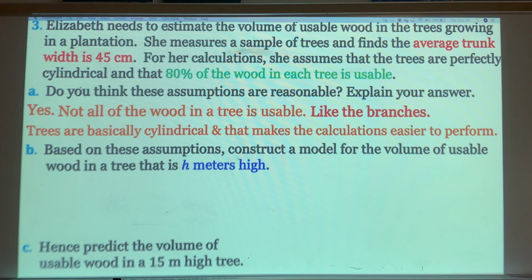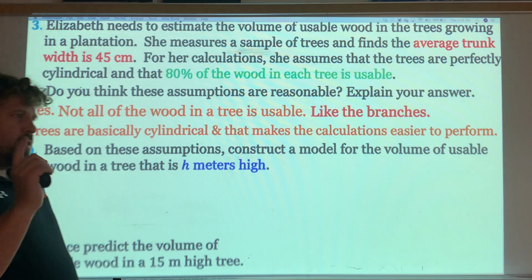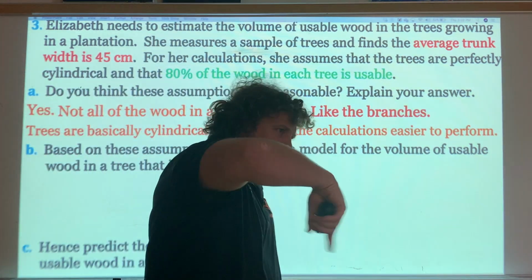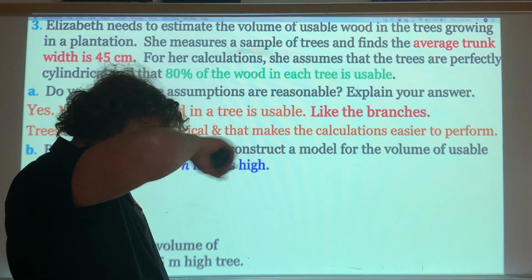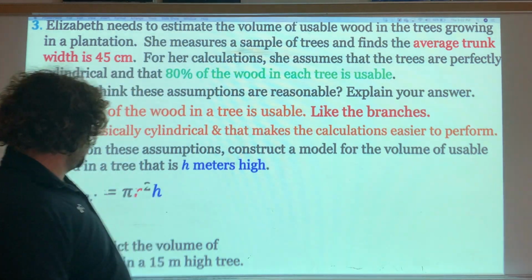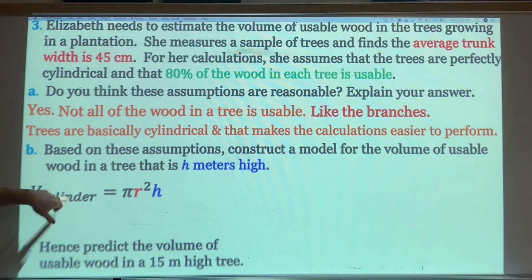Based on these assumptions, we're going to construct a model for the volume of the usable wood in a tree that is h meters high. So what do we need to know? We need to know the formula for the volume of a tree. What's the volume of a cylinder? You have to take its base area and multiply it by its height. So the base of a cylinder is a circle, which is pi r squared, times height. That's how you can find the volume of a cylinder if you forget the formula.